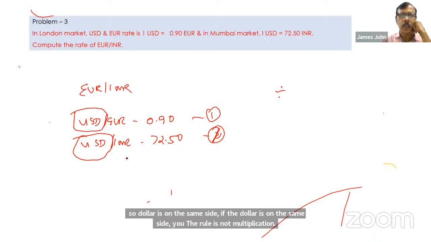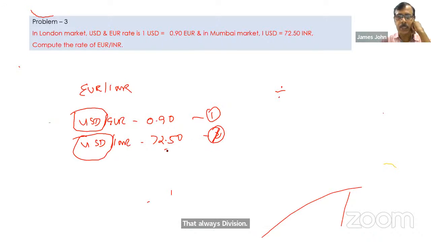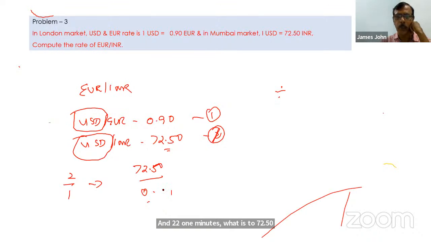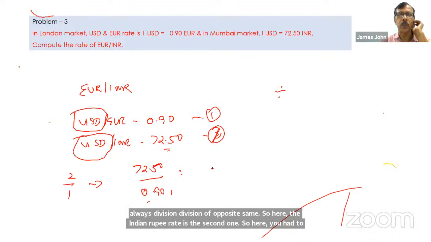So here, the Indian rupee rate is the second one. So here you have to divide 2 by 1. And 2 by 1 means 72.50 divided by 0.90. This will be the value of the euro in terms of INR.